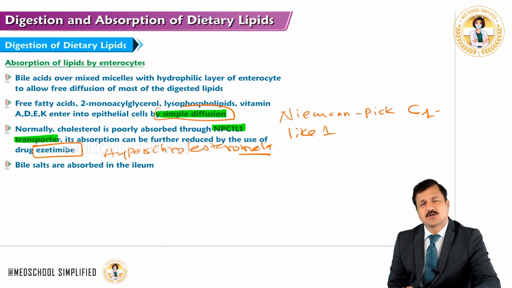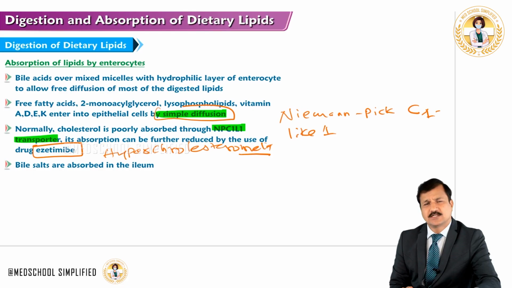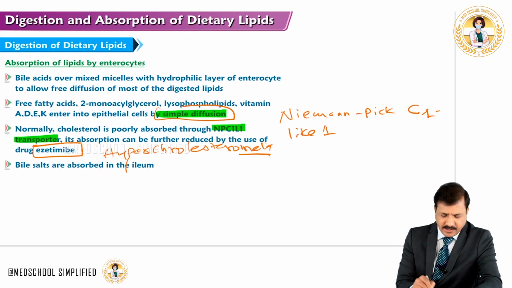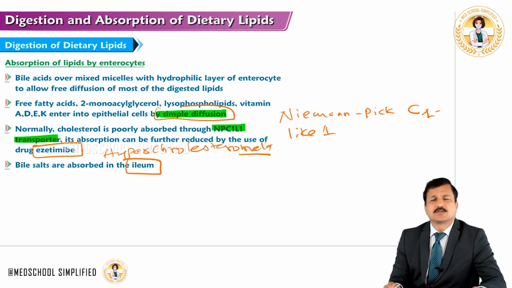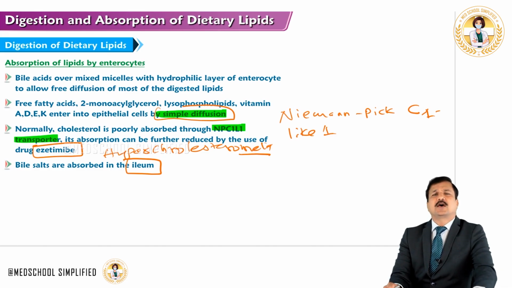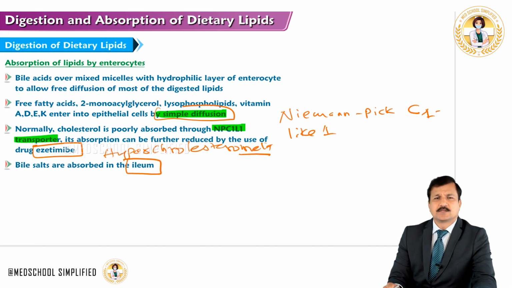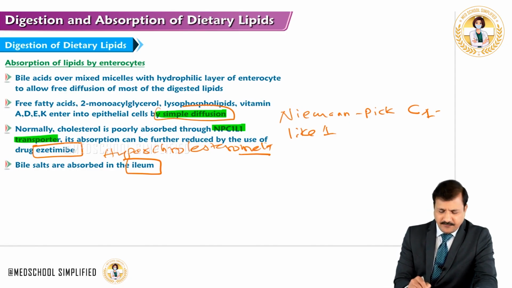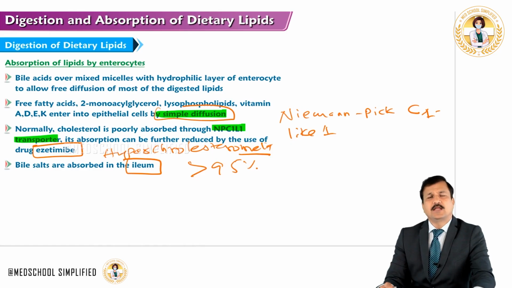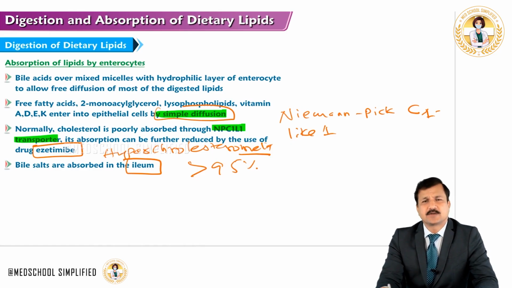Bile acids and bile salts, after they assist in the absorption of dietary lipids, will move on to the terminal part of the ileum, where they are reabsorbed into the portal system, from where they are carried to the liver. So more than 95% of the bile acids and bile salts are reabsorbed. Only less than 5% are lost out of our body in the feces.